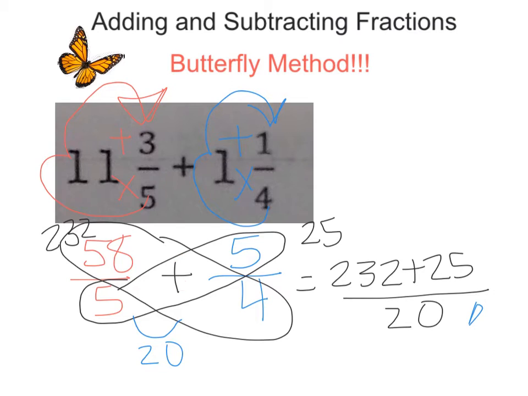Because this is an addition problem, we are going to add the top two numbers. 232 plus 25 gives you 257, which is our new top number. Our bottom number stays the same. Our answer is 257 over 20, but that's improper, so we have to use our division house to make it a mixed fraction.